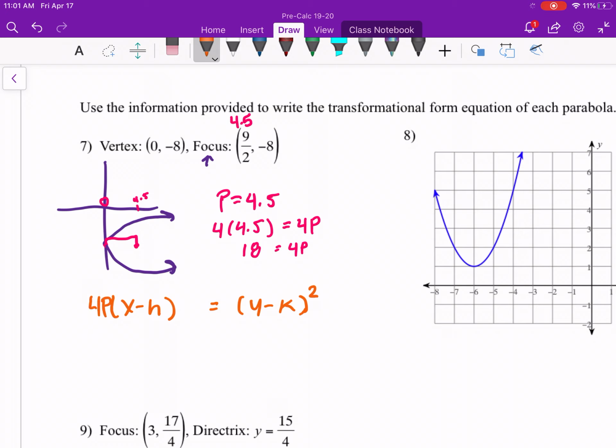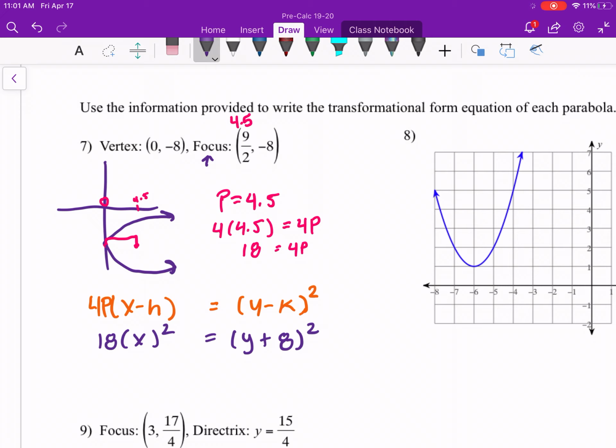X minus h is 0, so it's just going to be x squared. Again, please, no plus 0, no minus 0. We're smarter than that. We don't need to do that. And then y, we're going to flip the sign on that. And voila, that's my equation. That's everything I need. The y squared tells me left to right. The positive tells me right. I've got the vertex that I need, and I can figure out my distance p by dividing 18 by 4.